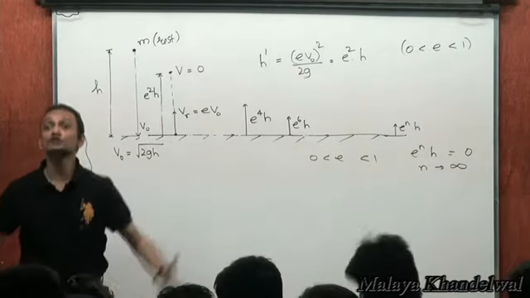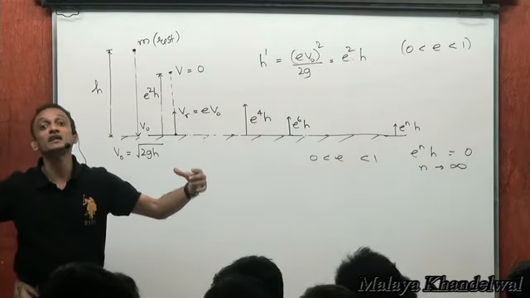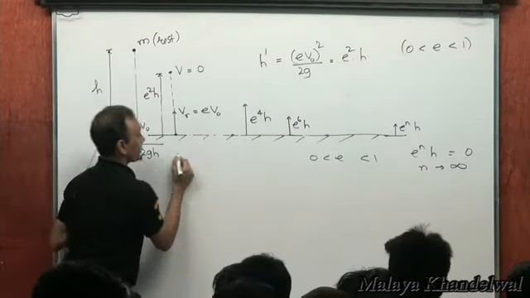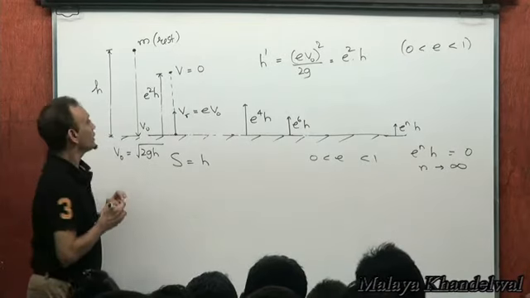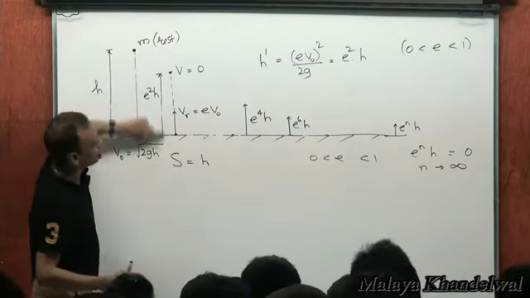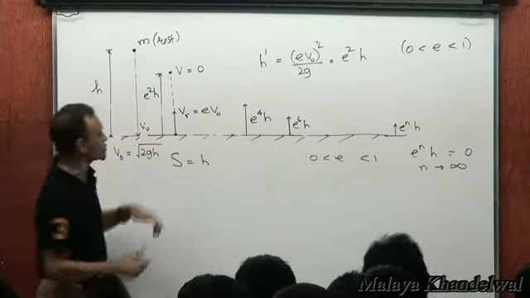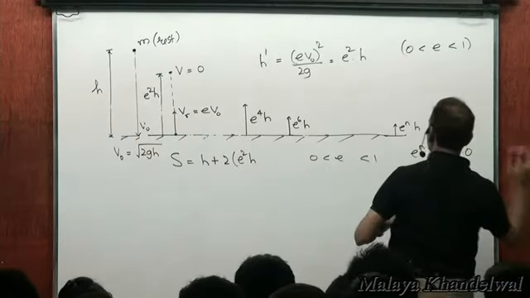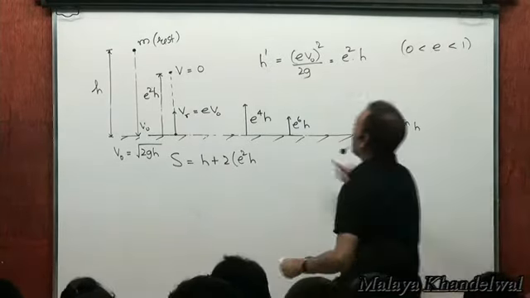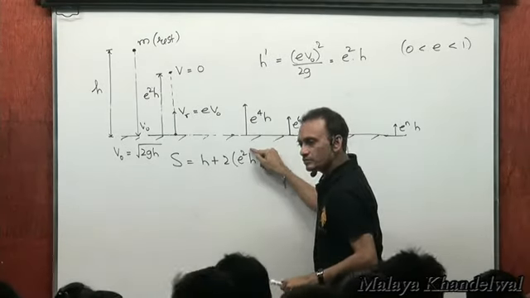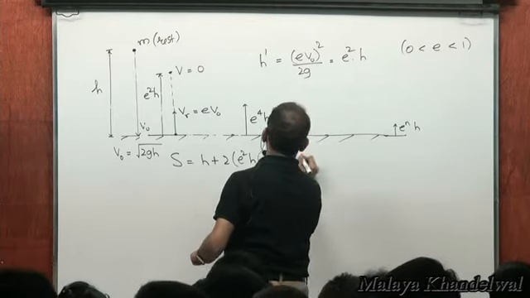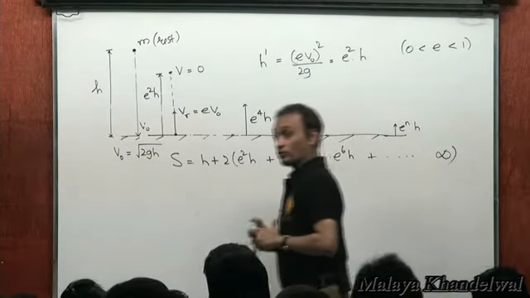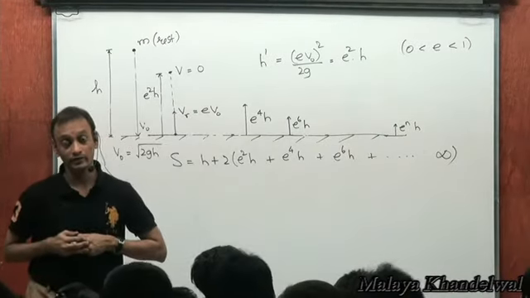Now, the total distance it travels before it finally settles to dust is the following. It first falls from a height h, it travels a distance h. Then it rises to e squared h and falls back from e squared h. That means twice e squared h. Next, it rises to this height, falls back. So twice e power 4h, e power 6h, and infinite terms before it eventually settles on the ground.